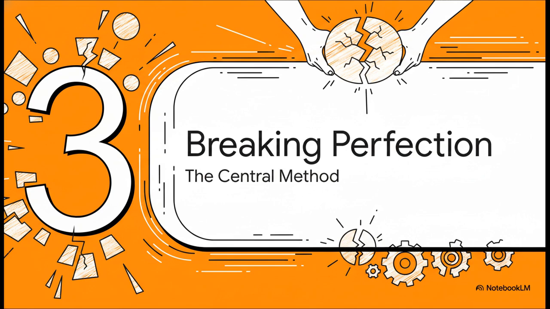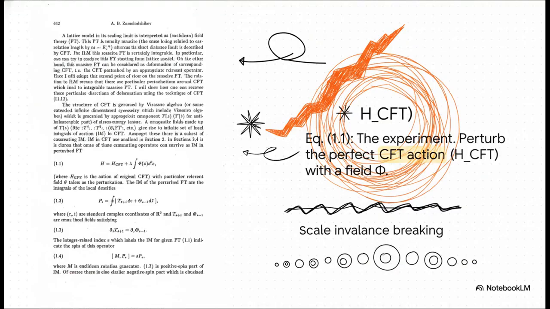But not just smash it with a hammer. He's going to break it in a very precise, very controlled, and very clever way. This equation right here, this is the recipe. It's the heart of the whole method. You start with the Hamiltonian of your perfect CFT. That's H_CFT. Then you add a perturbation.